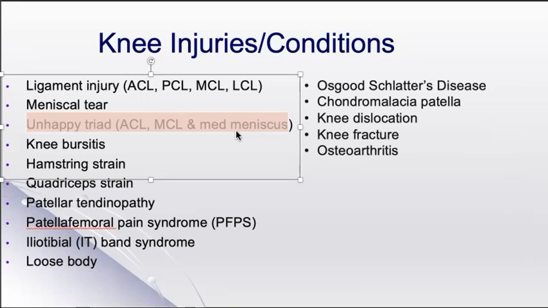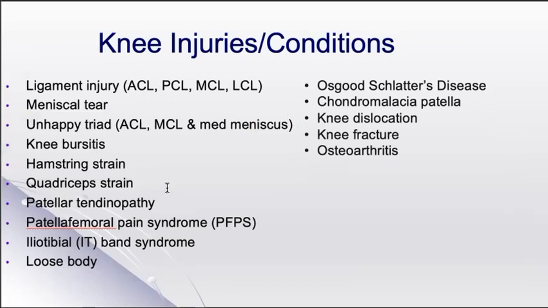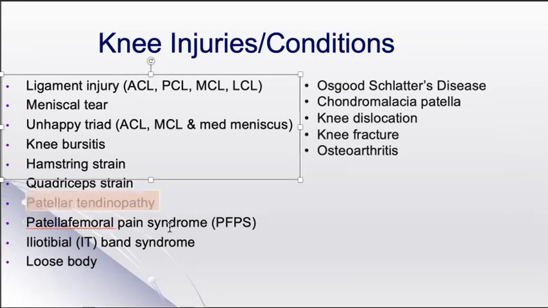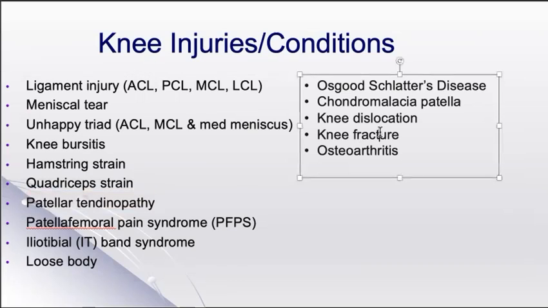Anybody who I've seen clinically with an unhappy triad of these three passive structures being torn, they have surgery. So they're typically entered into post-surgical care right away. You've got injuries like patellofemoral pain syndrome, which we'll discuss, patellar tendinopathy, which can be a nightmare to rehab. I actually deal with this myself. And then you can have other injuries, childhood disease like Osgood-Schlatter's. You can have chondromalacia patella, which we'll discuss, and then obviously knee fractures, arthritis, and dislocations.